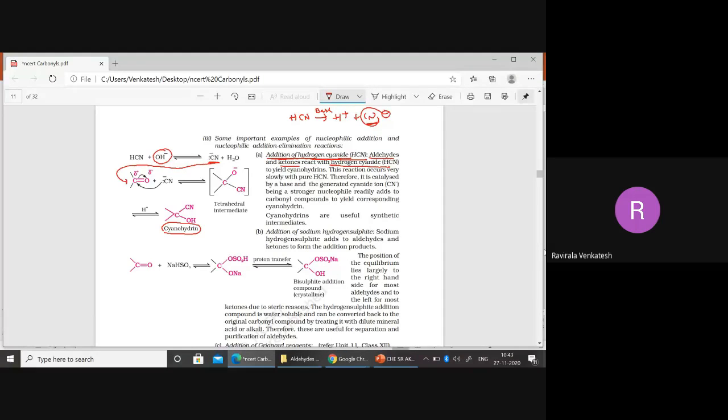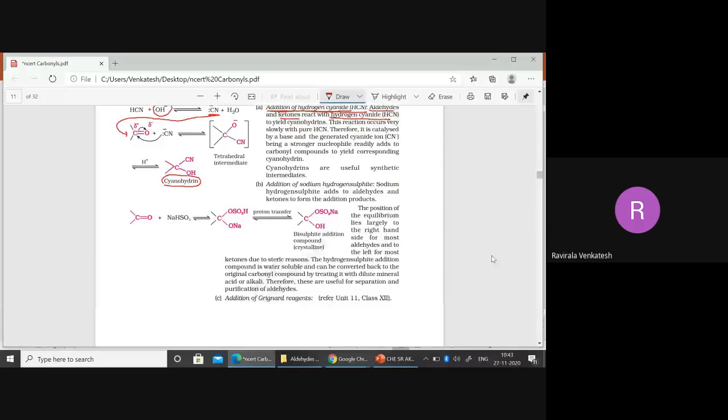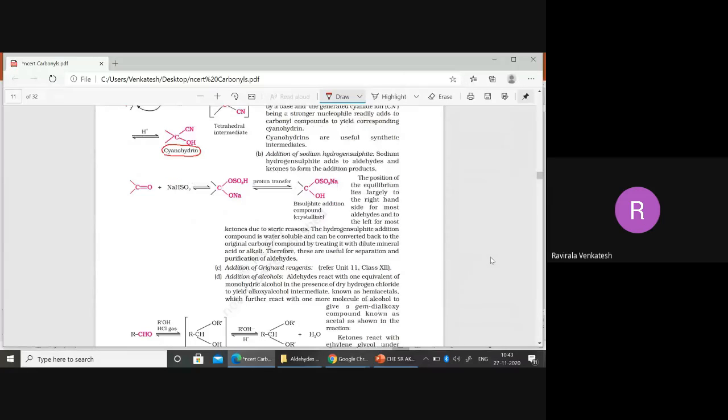Next, the second one: addition of sodium hydrogen sulfite. How to write sodium hydrogen sulfite? When you write SO4, that is called sulfate. When you write SO3, this will be called sulfite. So you have to remember these differences and identify this difference here.